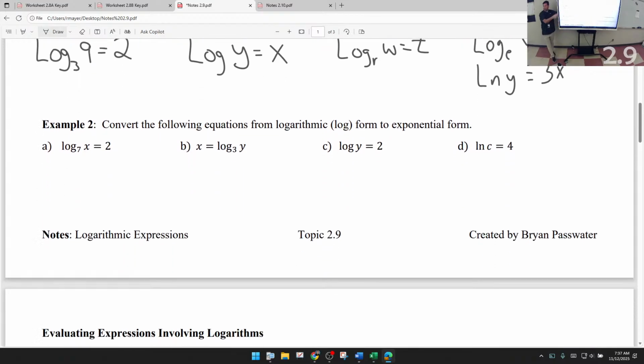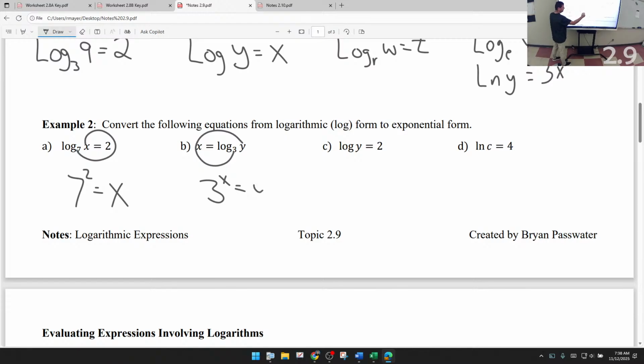Now I want to convert logarithmic into exponentials. And this is almost easier to me, because we want a loopy. 7 squared equals x. And I'll just leave it like that. If you want to put 49, it's okay, but just leave it. This one's backwards. Loop you the back way. 3 to the x equals y. I don't see a base here, but you guys got to know 10 to the 2 equals y.